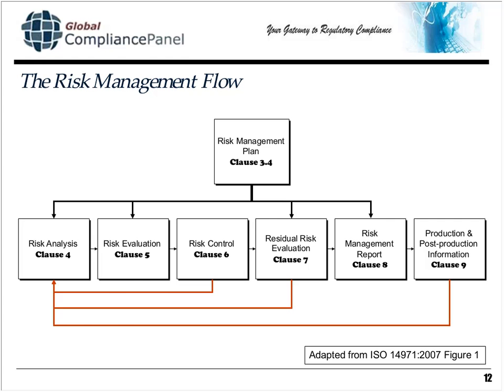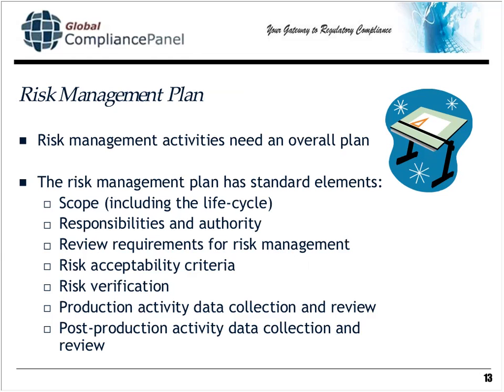All right, now what's in the risk management plan? So that's on this slide. And as I said, there has to be a plan for the risk management activities, and the plan has to have some standard elements. So these are what are required in ISO 14971 to be in the risk management plan. So first of all, you have to define the scope of the risk management activities. And the scope needs to identify the life cycle of the medical device that you're dealing with. You have to understand the responsibility and authority of people that are in the project. You have to review the requirements for risk management.